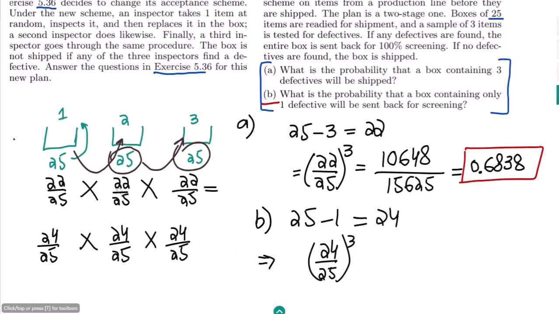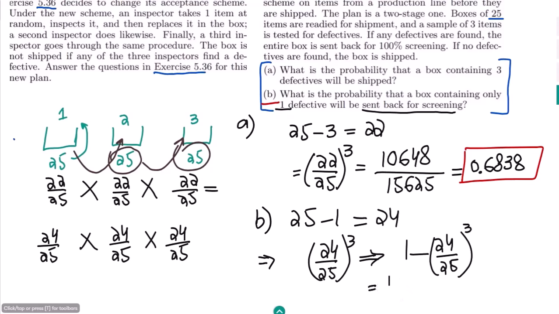This is the probability that if a box contains only 1 defective item, it will be shipped, or pass through all of these 3 inspectors. But the question here is the probability that a box containing only 1 defective item will be sent back for screening and will not be shipped. So it will be the opposite of it, which is 1 minus 24 divided by 25 whole cube.